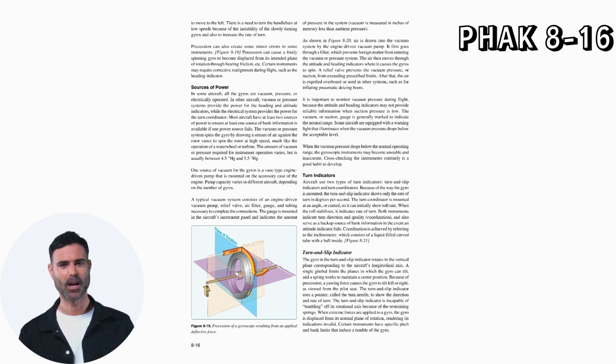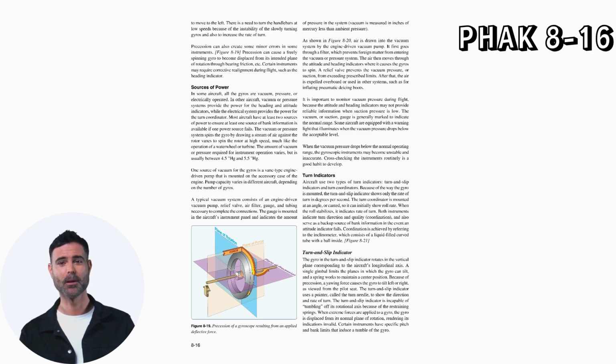Turn indicators. Aircraft use two types of turn indicators: turn and slip indicators, and turn coordinators. Because of the way the gyro is mounted, the turn and slip indicator shows only the rate of turn in degrees per second. The turn coordinator is mounted at an angle, or canted, so it can initially show roll rate. When the roll stabilizes, it indicates rate of turn. Both instruments indicate turn direction and quality of coordination, and also serve as a backup source of bank information in the event an attitude indicator fails.